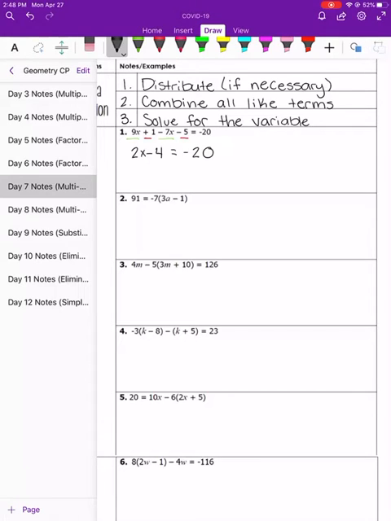Okay, so now from here, we just need to solve for x. We want to get x by itself. So I'm going to go ahead and add 4. So 2x equals negative 16. Divide by 2, and x equals negative 8. And that's your answer.